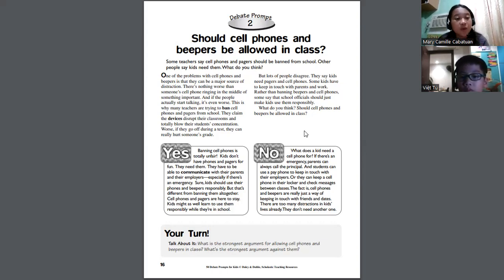And here, the opposing side, which is against cell phones being allowed in class. What does a kid need a cell phone for? If there is an emergency, parents can always call the principal, and students can use a payphone to keep in touch with their employers, or they can keep a cell phone in their locker and check messages between classes. The fact is, cell phones and beepers are really just a way of keeping in touch with friends and dates. There are too many distractions in class already. They don't need another one.